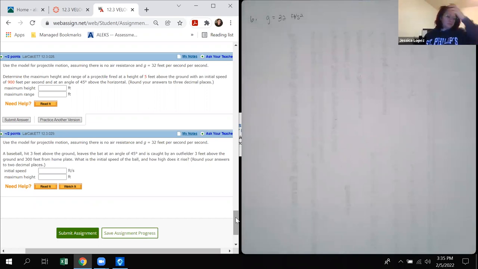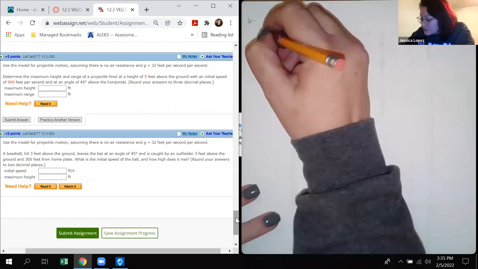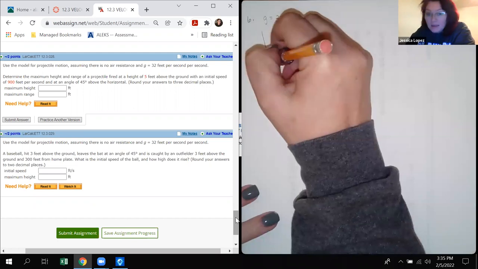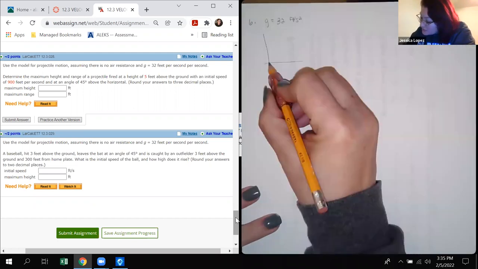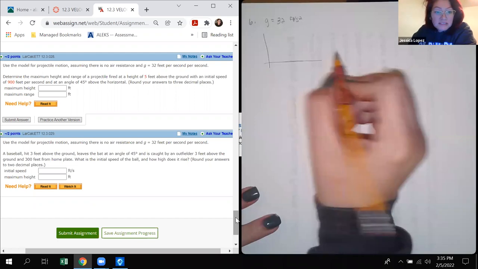So one of the things that I do to try to explain what's happening is that I like to draw the projectiles like we did in college algebra. And if I draw this thing here, this is essentially what you're doing.